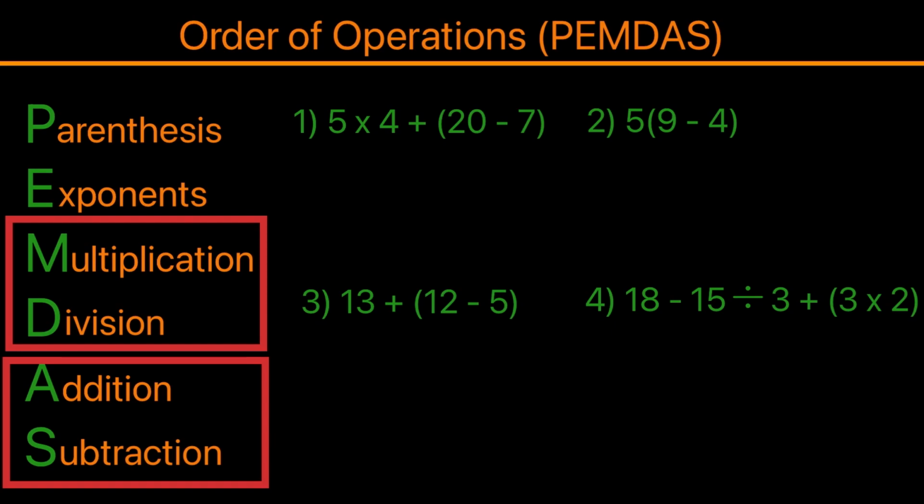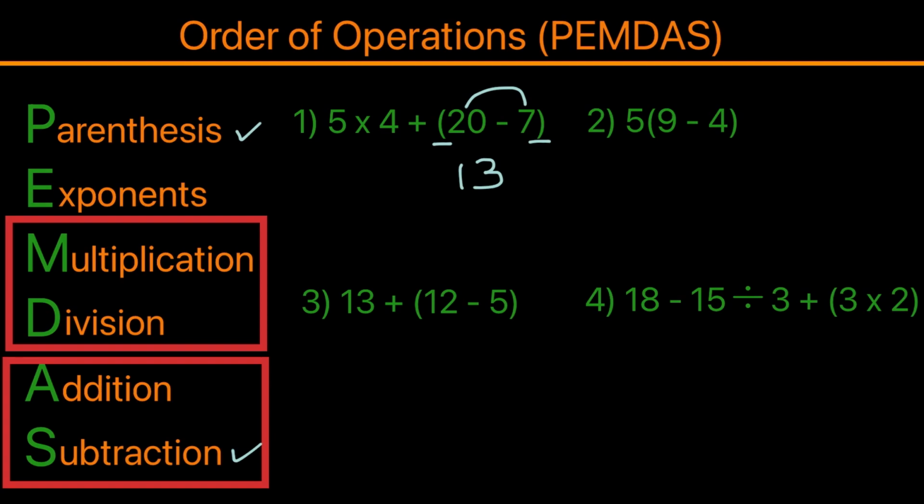We have 5 times 4 plus (20 minus 7). So we can see that from this equation, we have parentheses. So these will go first. Whatever is within the parentheses are the ones that we're going to work on first. So although the subtraction is on the last part of the order of operations, we need to work on it first because it is within the parentheses. We're going to take care of 20 minus 7 first, and that will come out to 13.